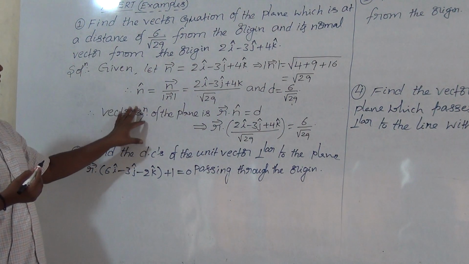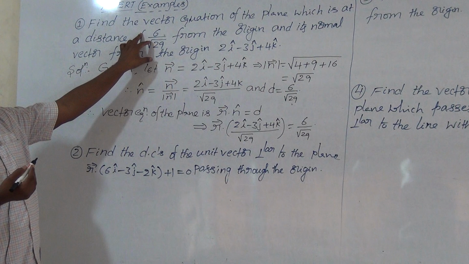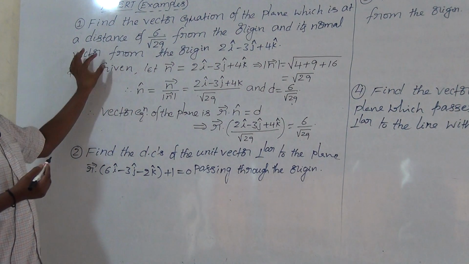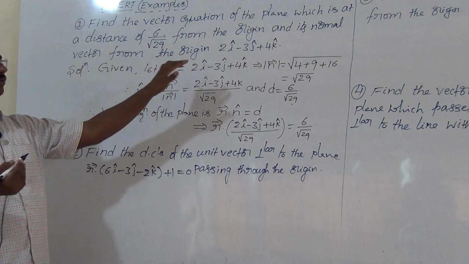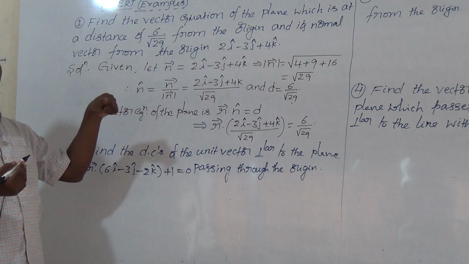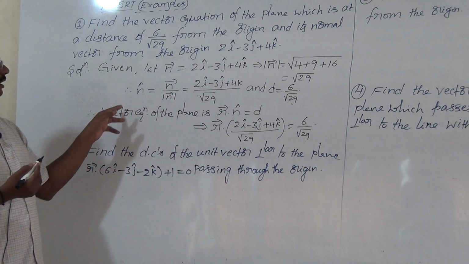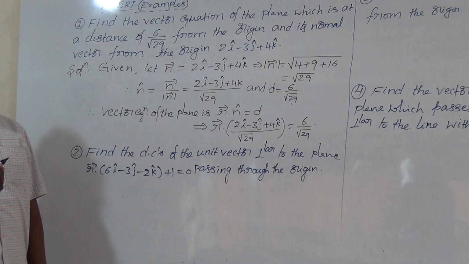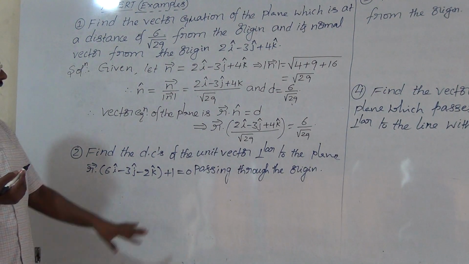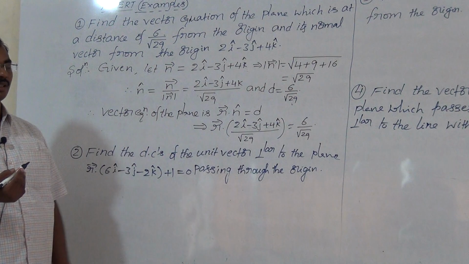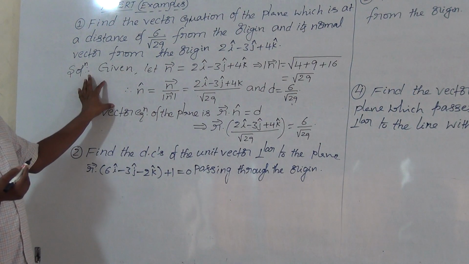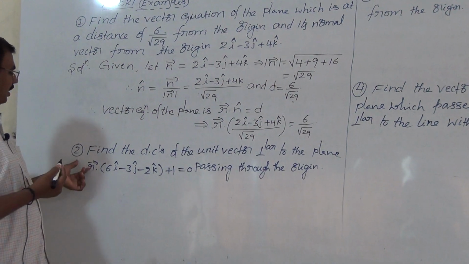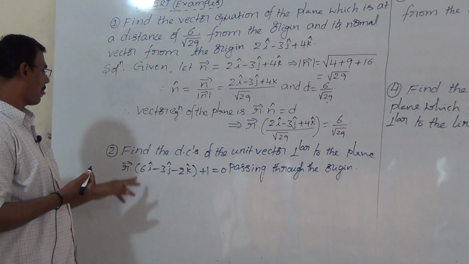Clear this problem? Okay. The perpendicular distance of a plane from the origin is given and the normal vector is given. We have to find out the normal unit vector. The vector equation of the plane is in the normal form r bar dot n cap is equal to d. Substitute here, that is our answer. Understood? Now we are going to question number 2. Okay, write down. Take the problem.